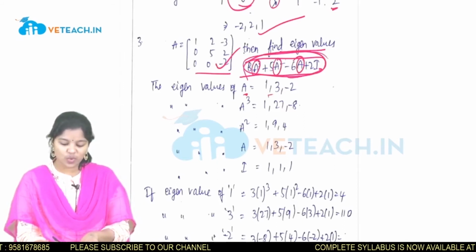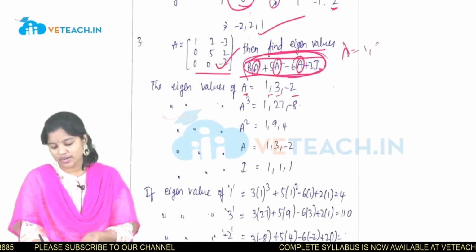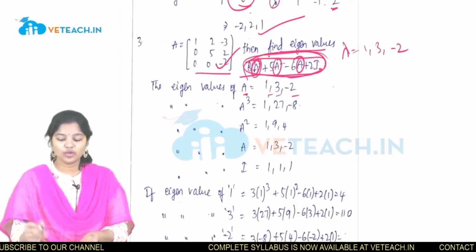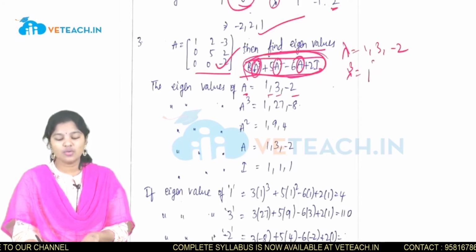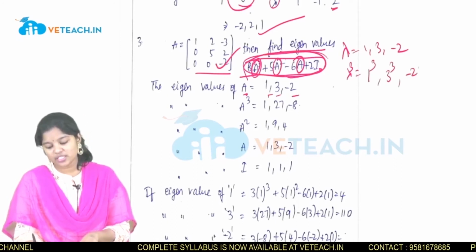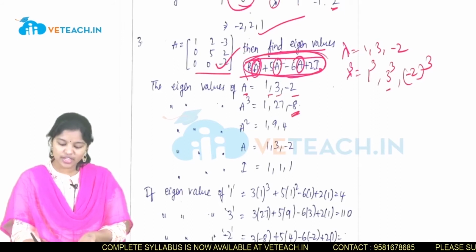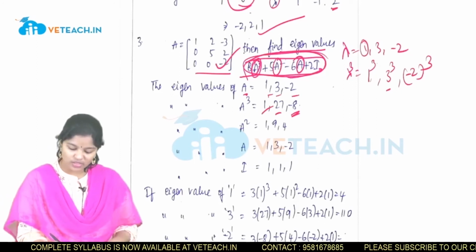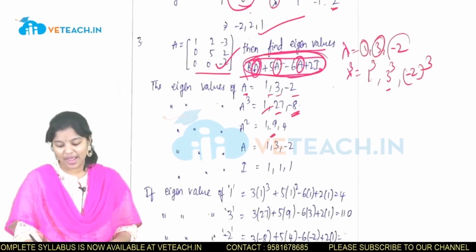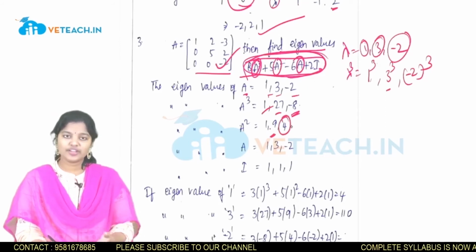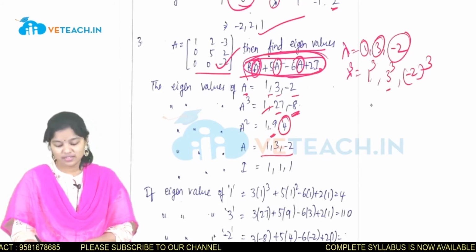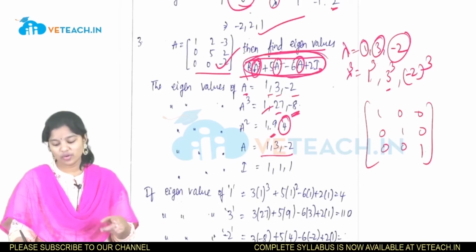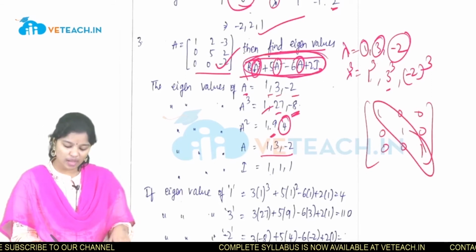Here they gave in the question the eigenvalues 1, 3, minus 2. Now for A cube, the eigenvalues will be cubed. That is lambda cube, equal to 1 cube, 3 cube, minus 2 whole cube. That means 1, 27 and minus 8. For A square, 1 square is 1, 3 square is 9 and minus 2 whole square will become 4. For A, they already gave it, so we are taking it. For I, the identity matrix, only the diagonal elements count, that is 1, 1, 1.